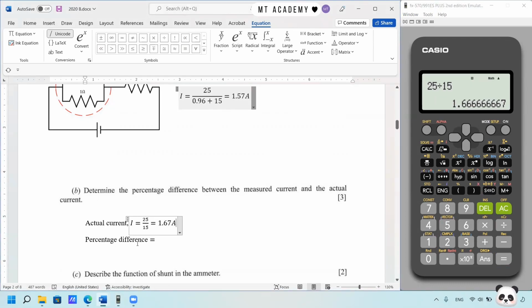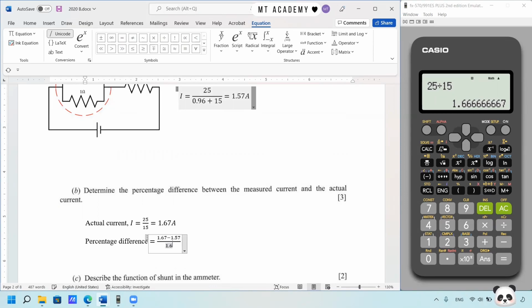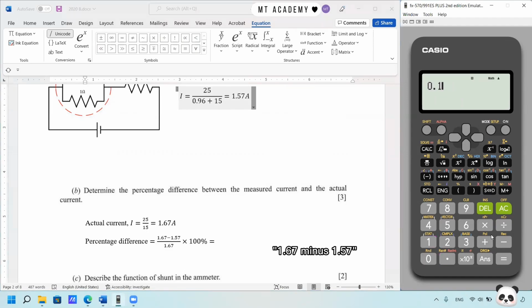To obtain the percentage difference, what we do is get the difference between the actual current and the measured current, divided by the actual value, 1.67. So this is what you should do. So it is equal to 1.67 minus 1.57, which is 0.1, divided by 1.67. So it is equal to about 6.0%.